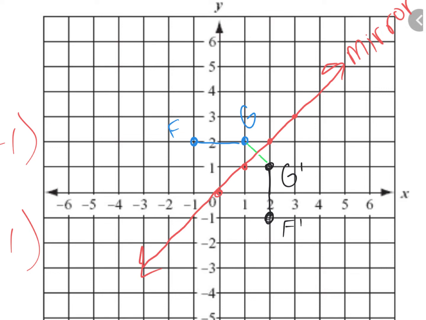Do you see how we got from G to the mirror and then from G to G prime? And that's perpendicular to your mirror. Do the same thing for F. So draw that line perpendicular and then draw it again. And you should get to F prime.